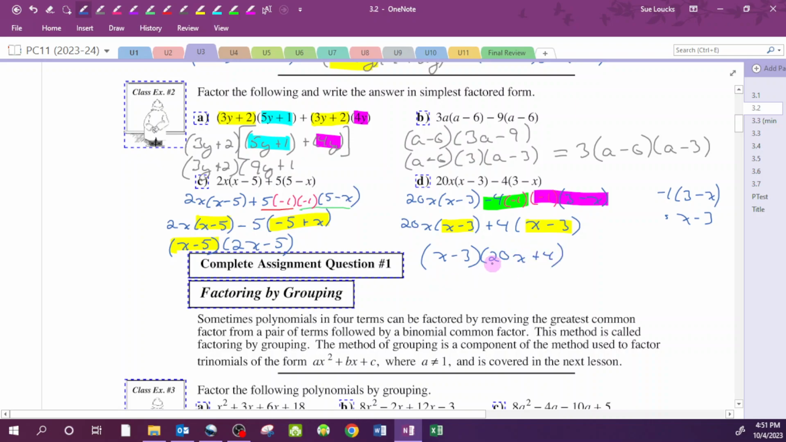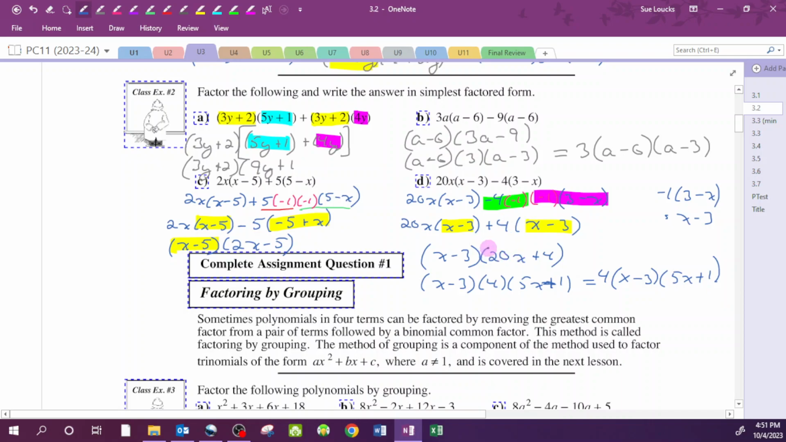And I'm not actually finished because I can factor a 4 out of here. So that's x minus 3 times 4 times 5x plus 1. And then I'm going to rearrange that because I want the 4 out front. That is where it belongs. So it's 4 times x minus 3 times 5x plus 1. And there's my answer.